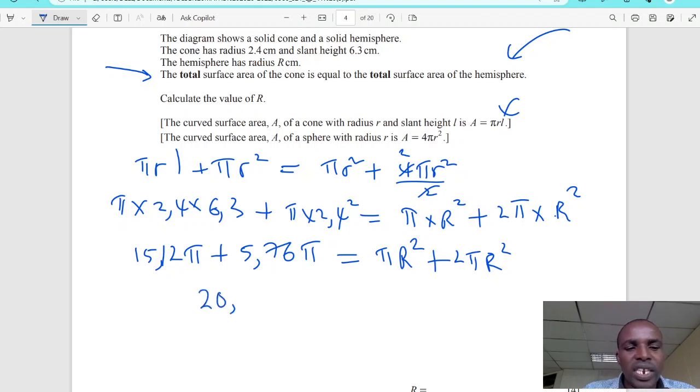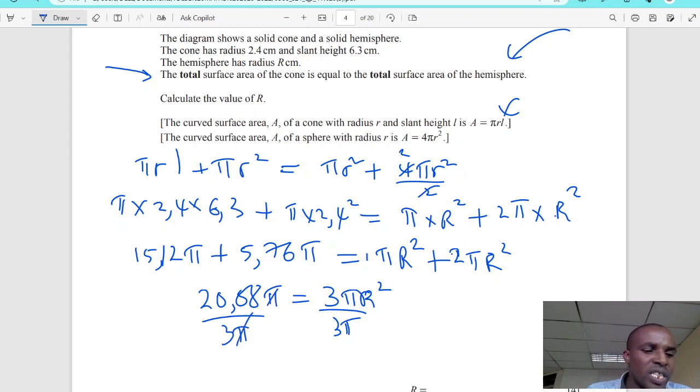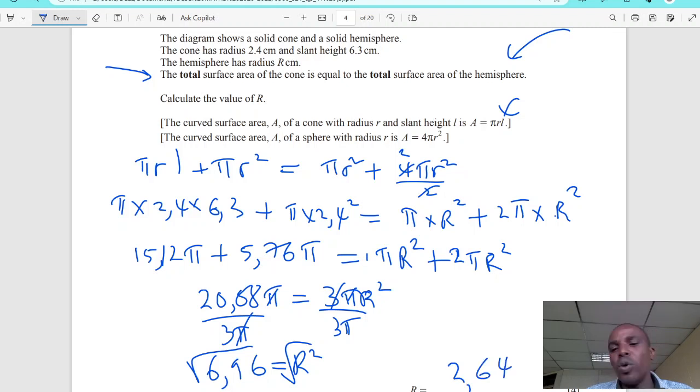you get 20.88 pi is equal to, then this one is the same as here, 1 pi r squared plus 2 pi r squared is 3 pi r squared. Then to find your r, divide by pi or 3 pi first. Pi will cancel out, then this one divided by 3, you get 6.96 is equal to r squared. Then you put the square root, the root of this answer is 2.638, so it's 2.64. Just like that.